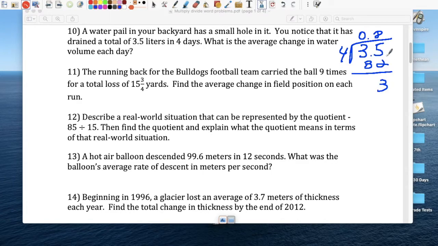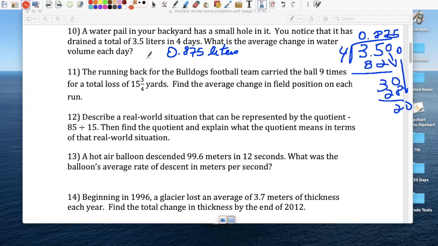3 down, let's continue. You can add a 0. 4 goes into 30, 7 times, 28. 2 left over, bring another 0 down. 4 goes into 20, 5 times. So every single day, the change in water was 8.75 liters.